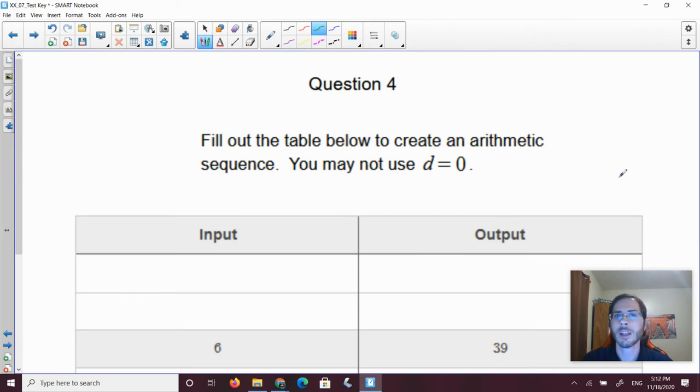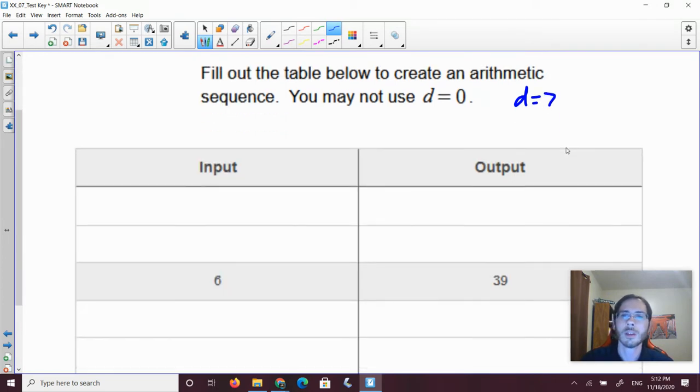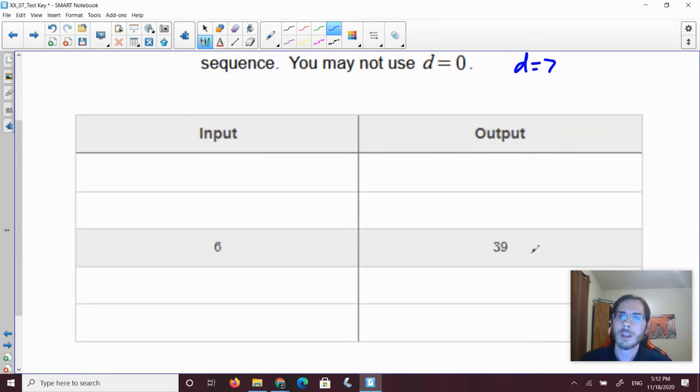For question 4, we need an arithmetic sequence. We are not allowed to use d equals 0, so let's just pick something else for d. Let's pick d equals 7, because remember, d is the common difference. D is like the slope. So if I want to, I can add 7. So 39 plus 7 is 46, and that would be what I would be if I went 1 more, because d is the common difference.